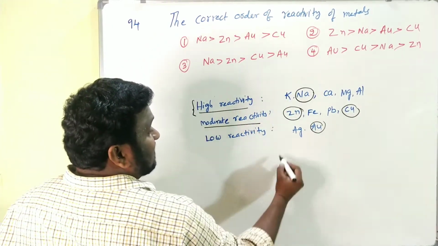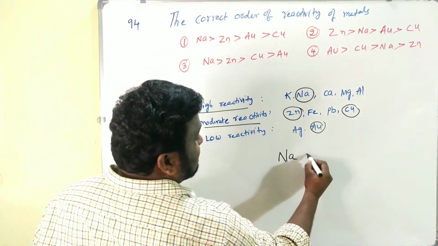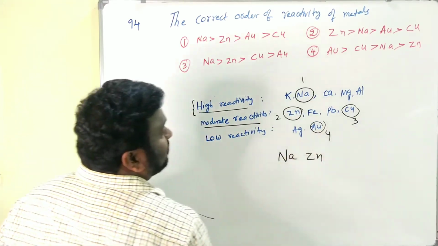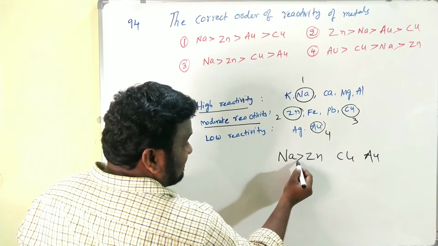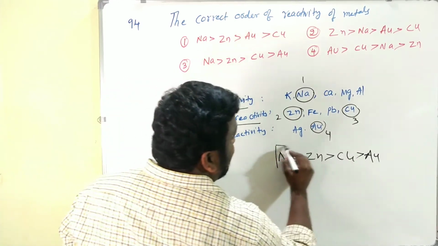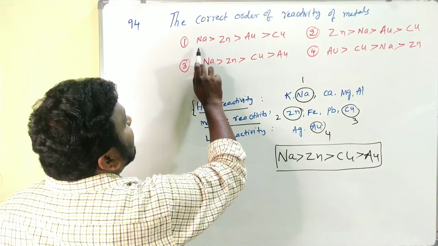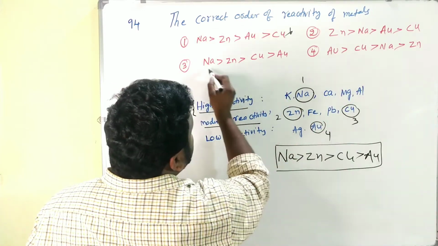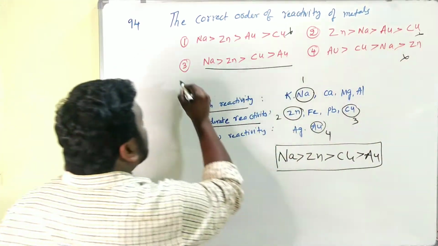Na is from the high reactivity group, that's why it has the most reactivity. After that, Zn. This is the first one, this is second, this is third, and this is fourth: Cu and Au. Na is greater than Zn, Zn is greater than Cu, and Cu is greater than Au. So this is the answer. Now check the same in the options. Na, Zn, Au, Cu is wrong. Next, Na, Zn, Cu, this is the right one. The third one is right. Remaining all are wrong. In this way we answer the question.